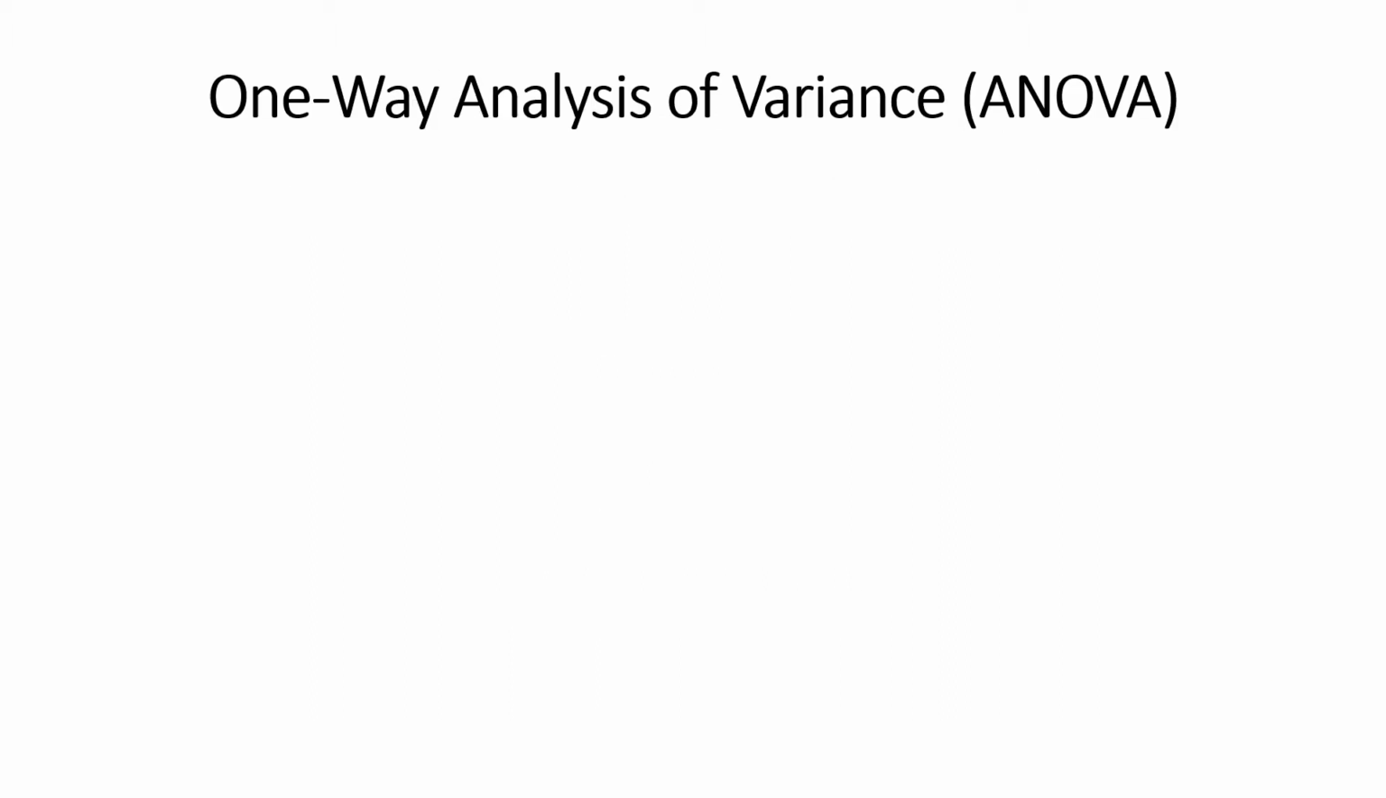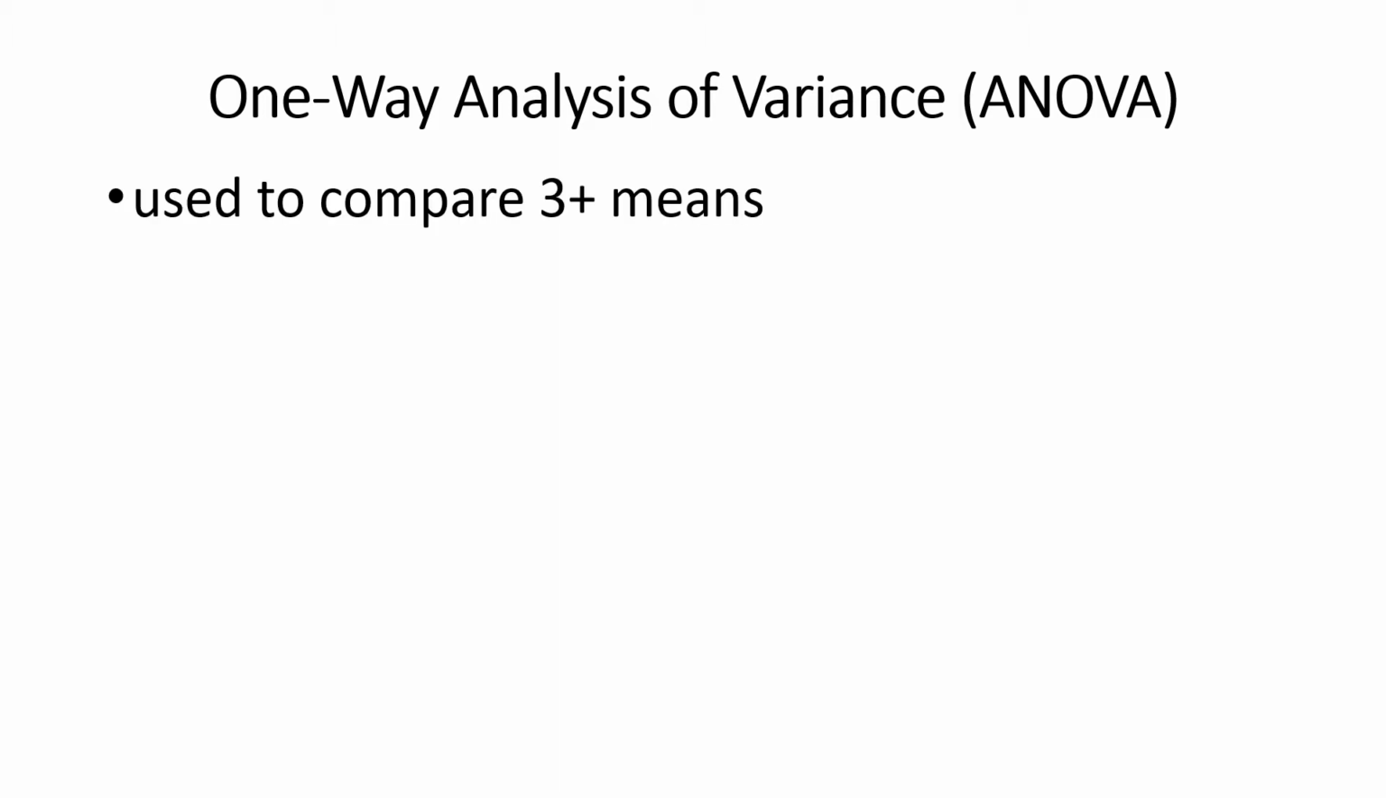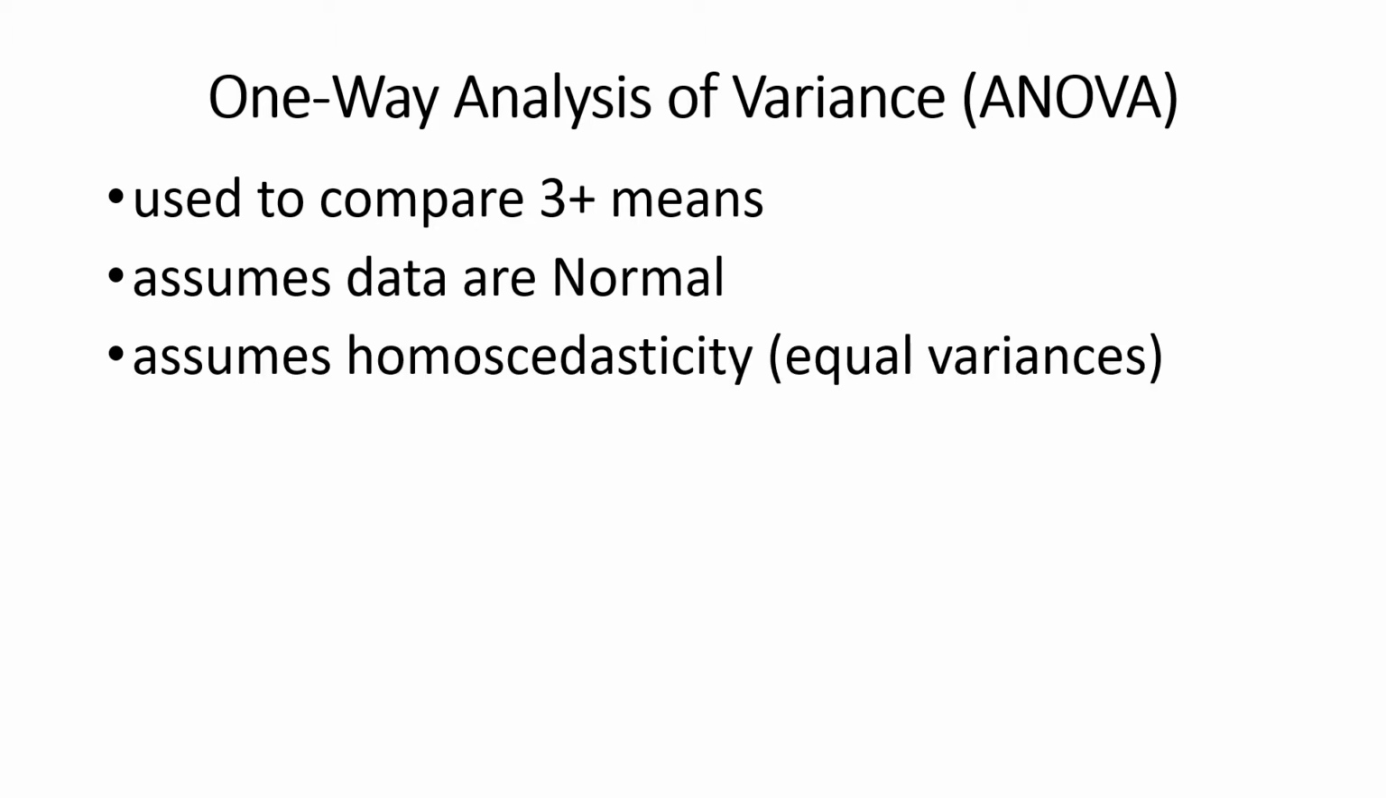Okay. So one-way analysis of variance is used to compare three or more means. It assumes that your data are normally distributed. So not only the population data, but also if your sample size is less than 30, that each of your samples are roughly normally distributed, and it assumes something called homoscedasticity or equal variance. So this means that your samples have variances that are roughly all the same size.